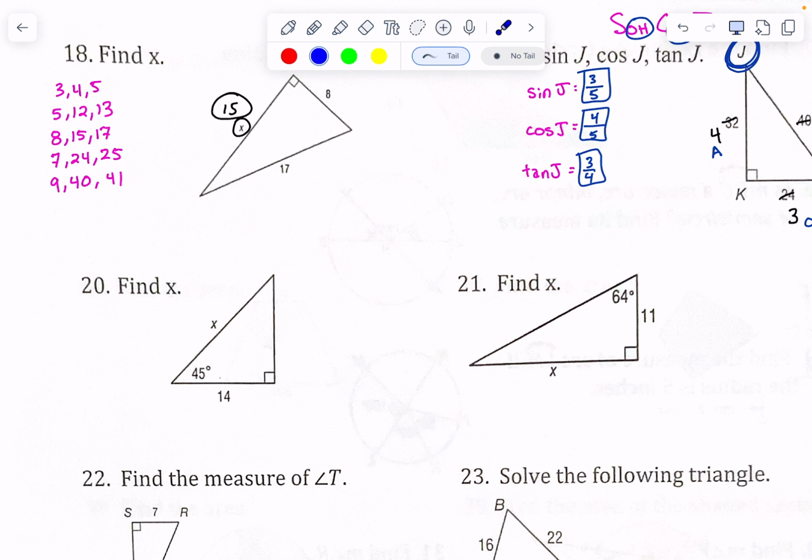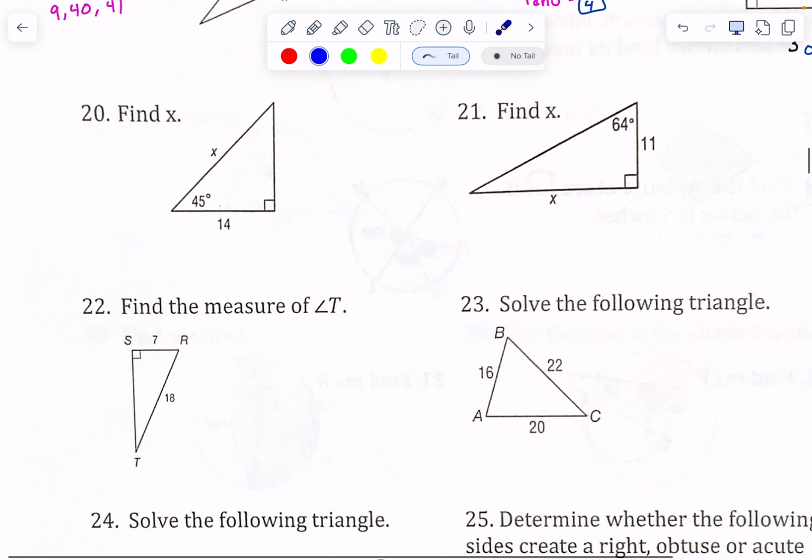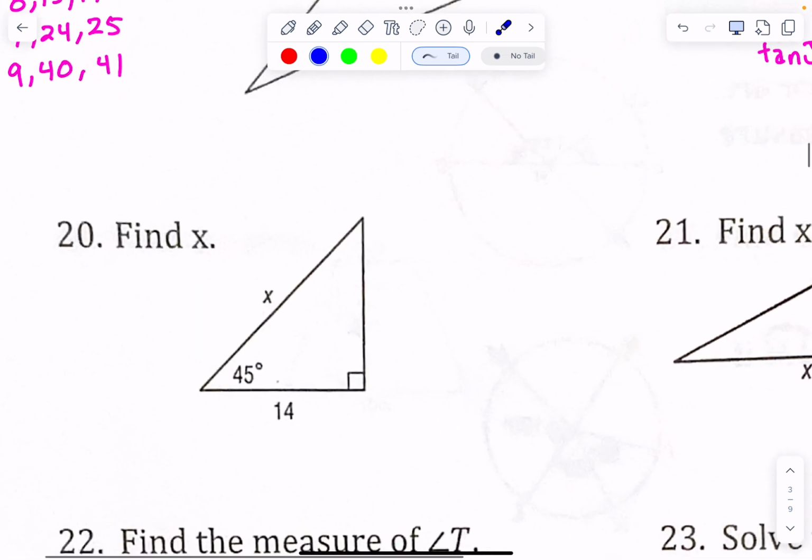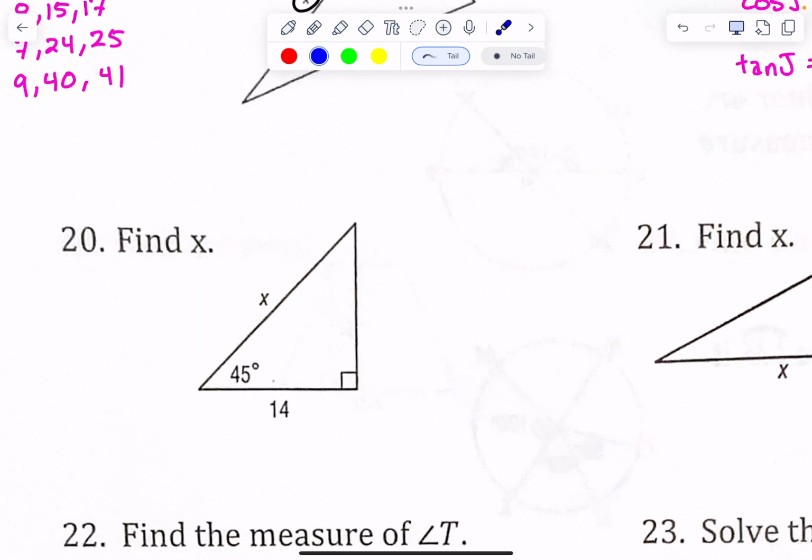Okay, this is day 2 of a semester review for geometry. We left off on number 20. I think we're going to try to get through about 33, because that's the end of chapter 10. So, starting with number 20, you can do whatever you want on number 20.